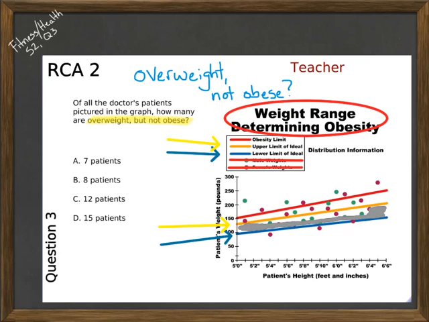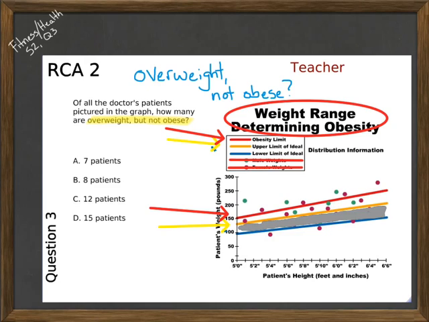But they're not asking us about those. So we're going to go ahead and get rid of that information because those are the people who are at an ideal healthy weight. Okay, so what they are asking us about is the people who are between the upper limit of the ideal weight but they're below the obesity limit. Because if they're above the obesity limit, it means they are obese.